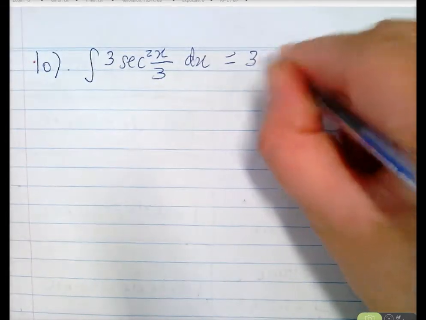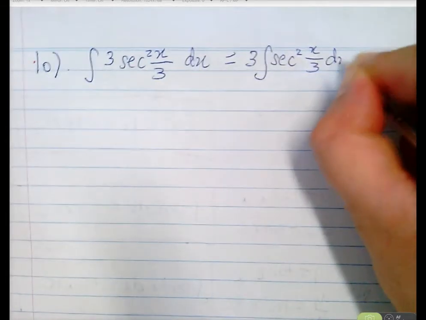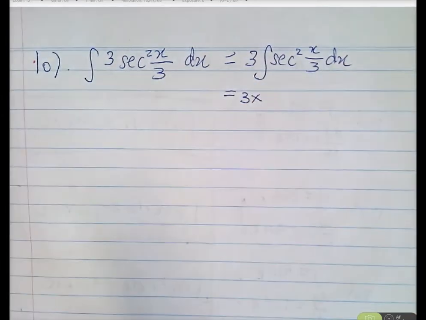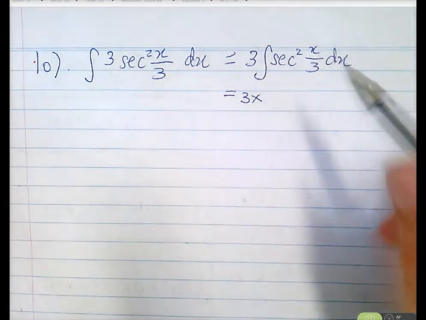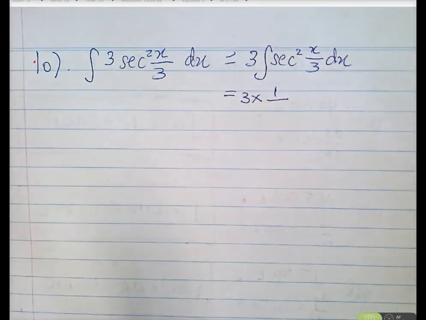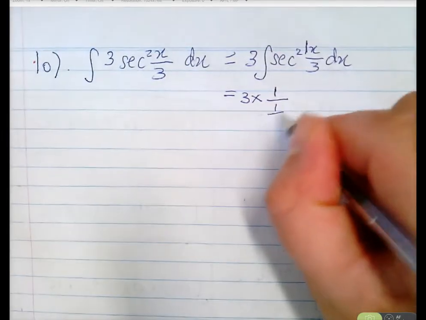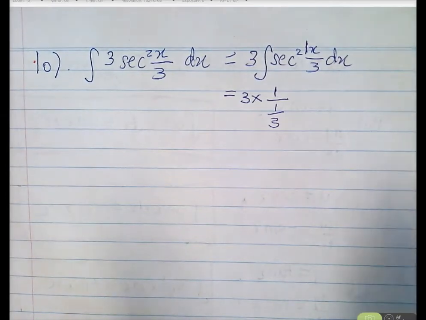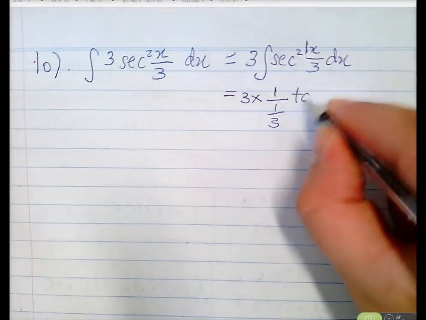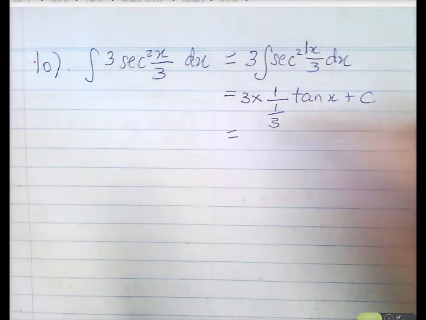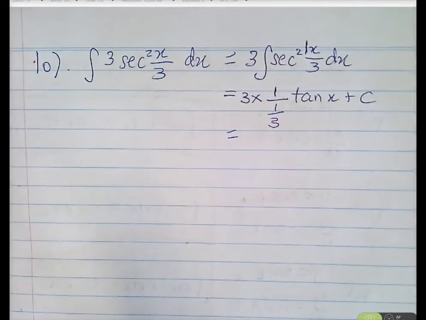It's like integrating 3 times sec squared x on 3 dx. So it's 3 times, yes. No, it's 1 on that 3. It's 1 on a. What is a? It's the coefficient of the x. Yeah, 1 on a third. 1 divided by a third, tan of x plus c. So what's this become? 3 times 1 divided by a third. The coefficient of the x is a third.